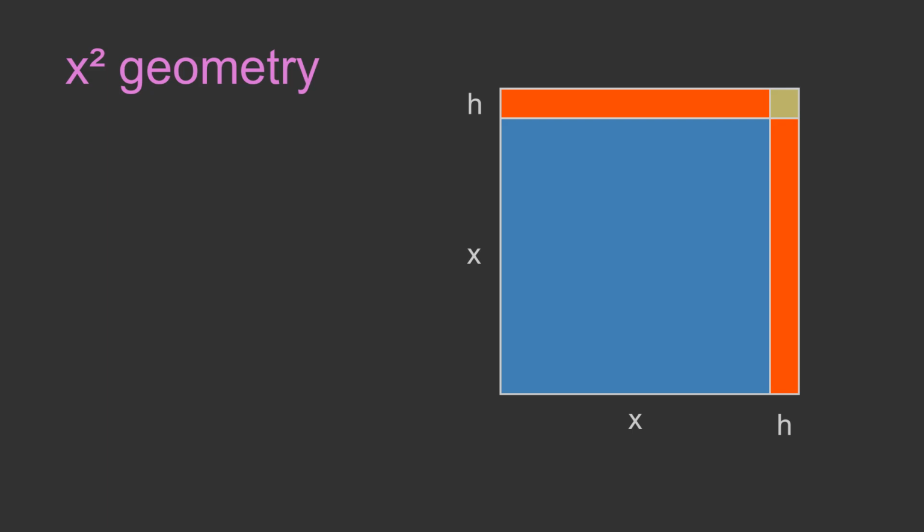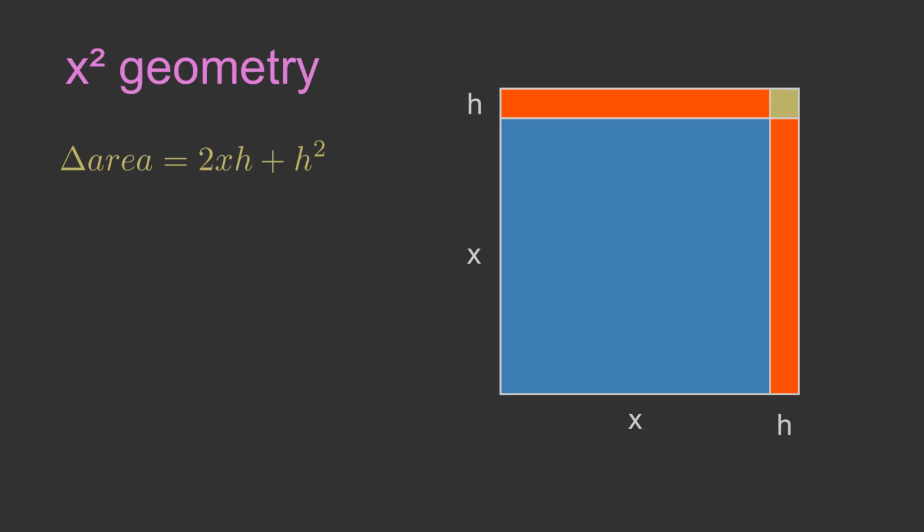It adds two orange rectangles to the square, each of size x by h. The total increase in area due to both these rectangles is 2xh. It also adds a small yellow square of side h. This adds an extra area of h squared. So the change in area, delta area, of the square after increasing each side x by a small amount h is 2xh plus h squared. This looks very similar to the earlier formula we derived from first principles.